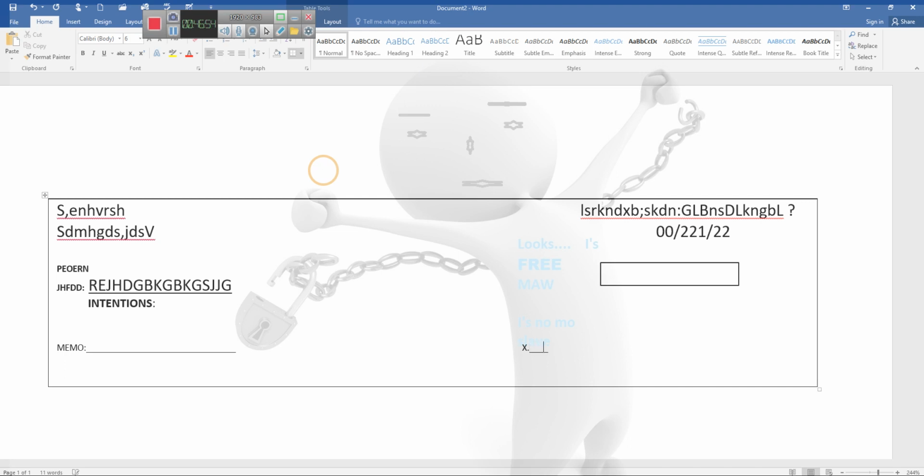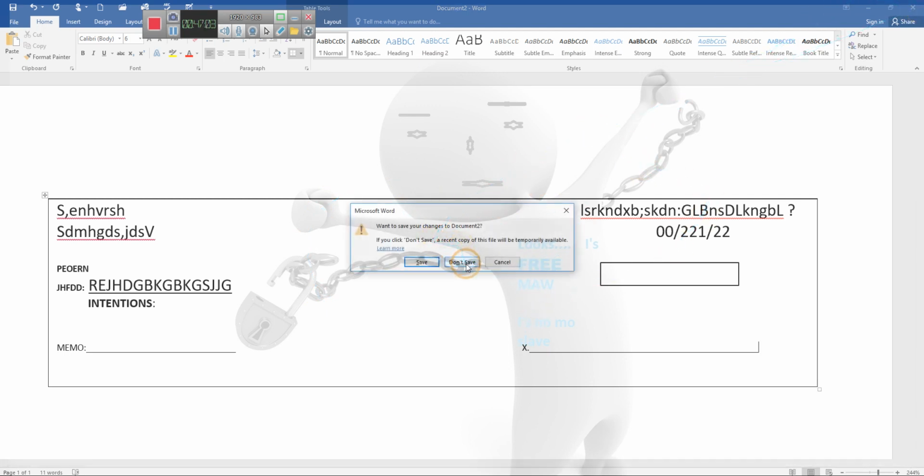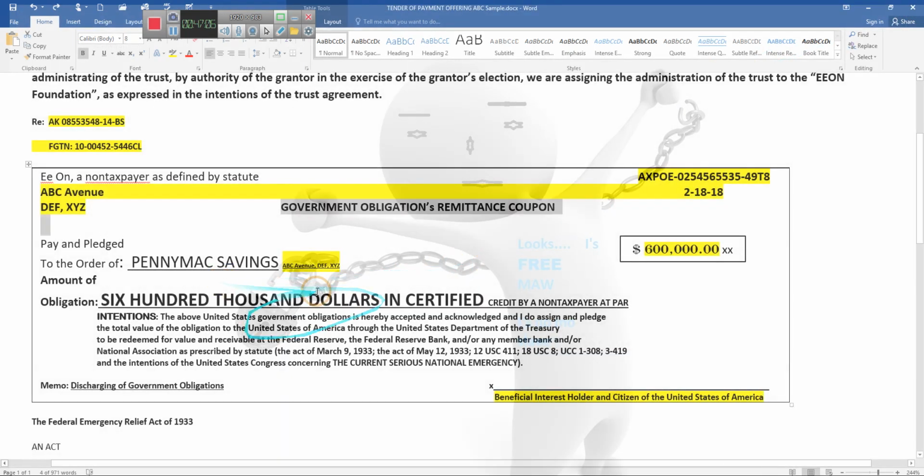Uh-oh, wrong one. Sorry, hitting the wrong button. There's my signature on. There's my instrument. That's how simple it is. No, I'm not saving this junk, because I already have it, ladies and gentlemen.